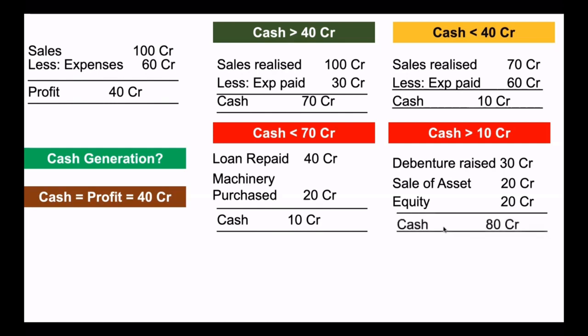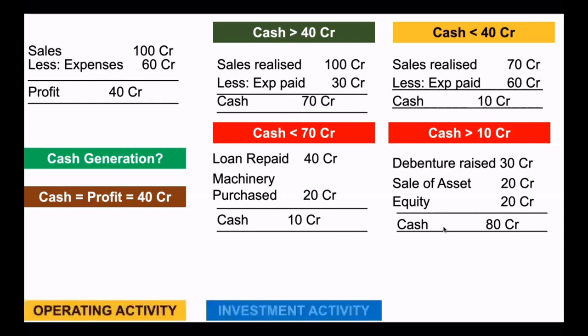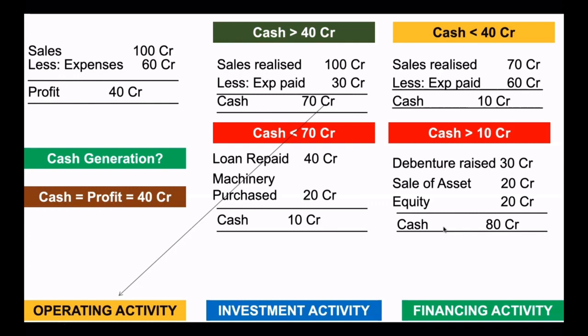So what we have to understand is, in business, cash is not generated merely by profit. It is from various activities. We call them cash flows from operating activity, cash flows from investment activity, and cash flows from financing activity. Look at this 70 crore. This is a cash flow from operations, operating activity.